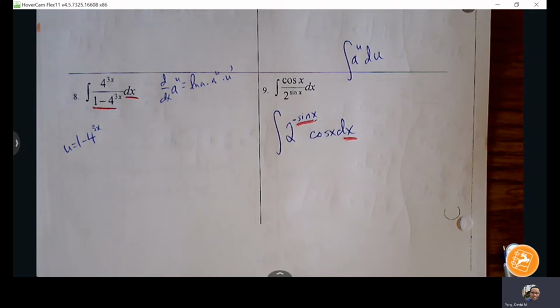So we're going to build up our formula vocabulary. Okay.